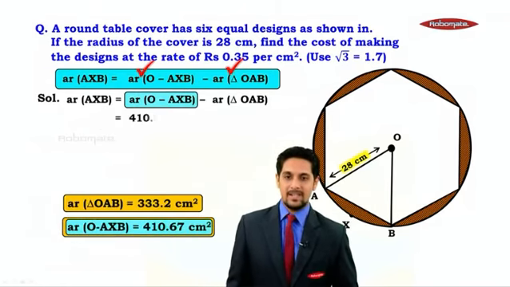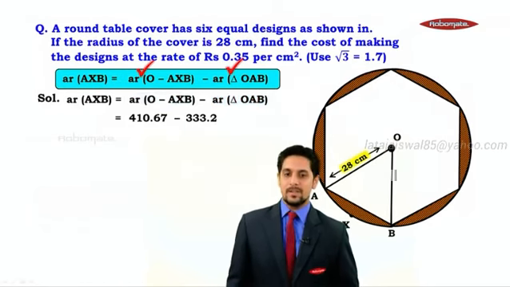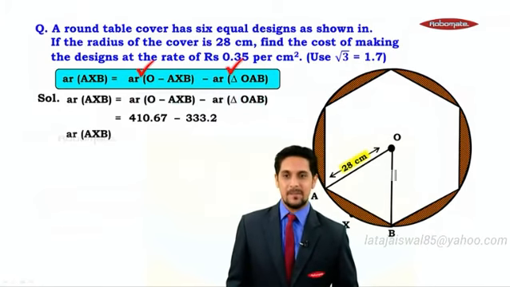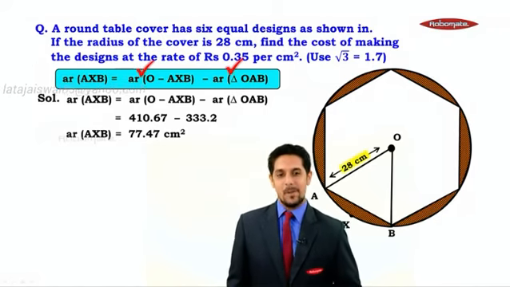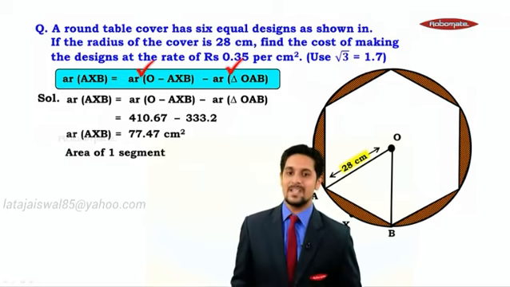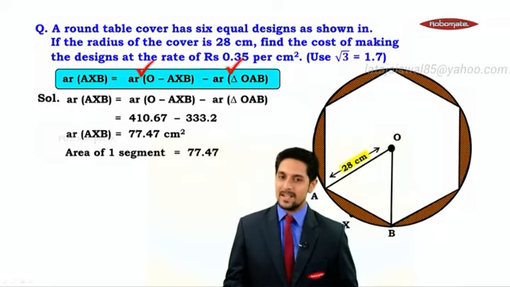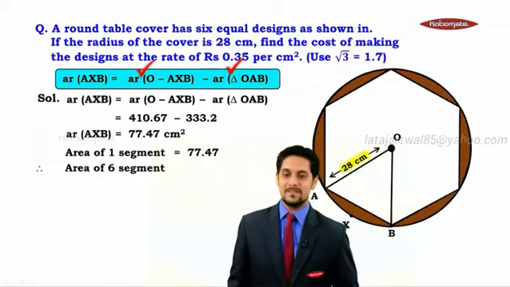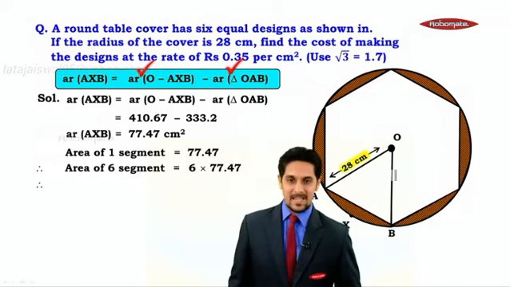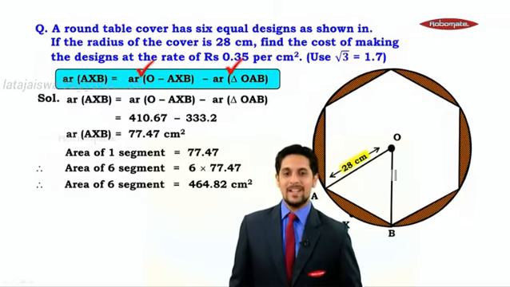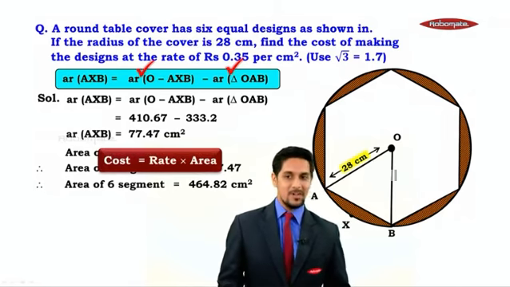This is equal to 410.67 minus 333.2. The difference between the two terms gives the area of segment AXB is equal to 77.47 centimeter square. But students, remember, this is the area of one segment. Now we can calculate the area of 6 segments, which will be equal to 6 into 77.47. This is equal to 464.82 centimeter square.